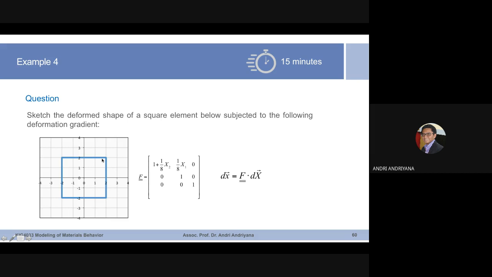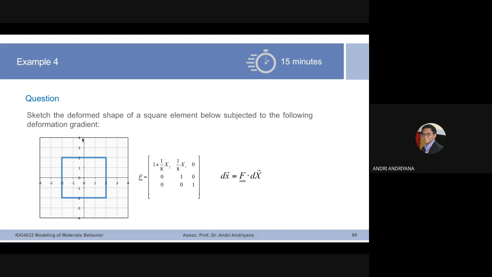So this is the initially square element, and then it is subjected to mechanical loading, which is described by this deformation gradient tensor. The question is, sketch what will be the deformed shape of the square. It is initially square. What will be the deformed shape? That is the question, if I deform it using the given deformation gradient. Again, x1, x2: axis 1 is the horizontal axis, axis 2 is the vertical axis in this case.